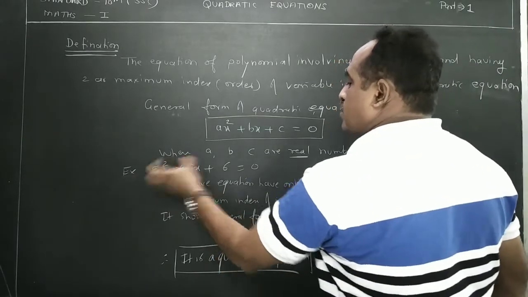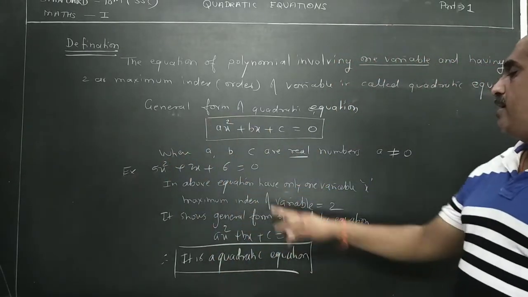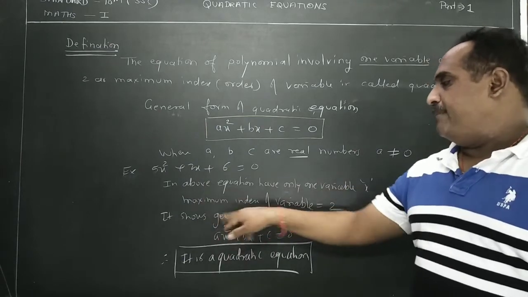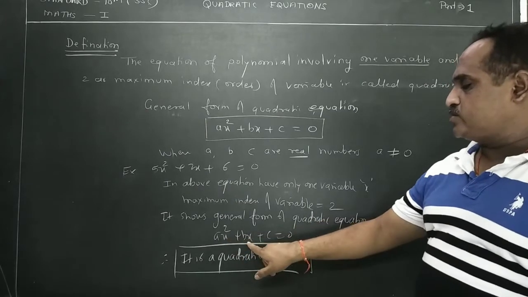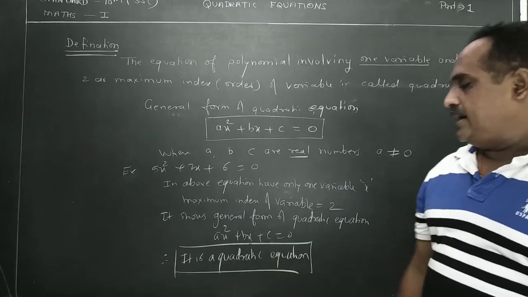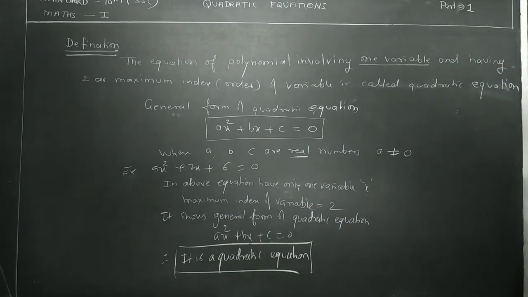But if 0 comes in place of 5, that is not allowed. In above equation, having one variable that is x, what is its maximum index? 2. It shows general form of equation ax square plus bx plus c is equal to 0. It is a quadratic equation.